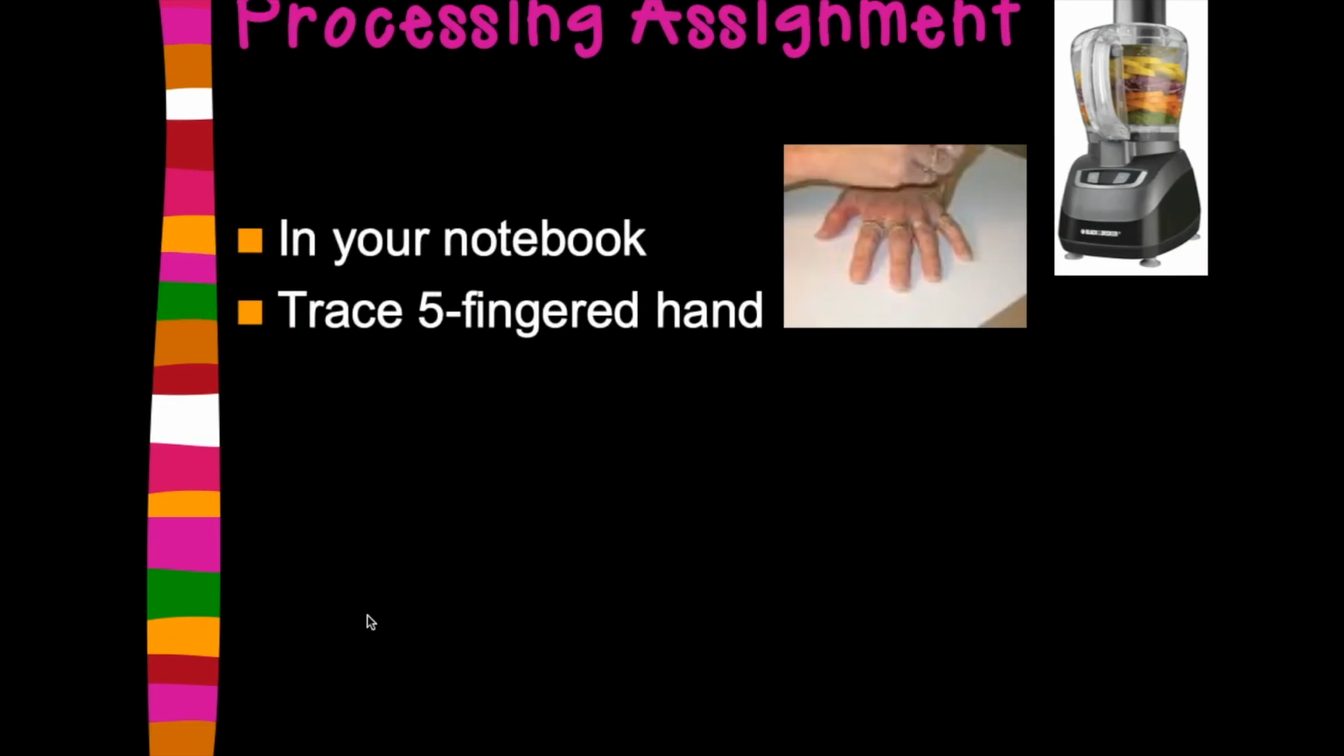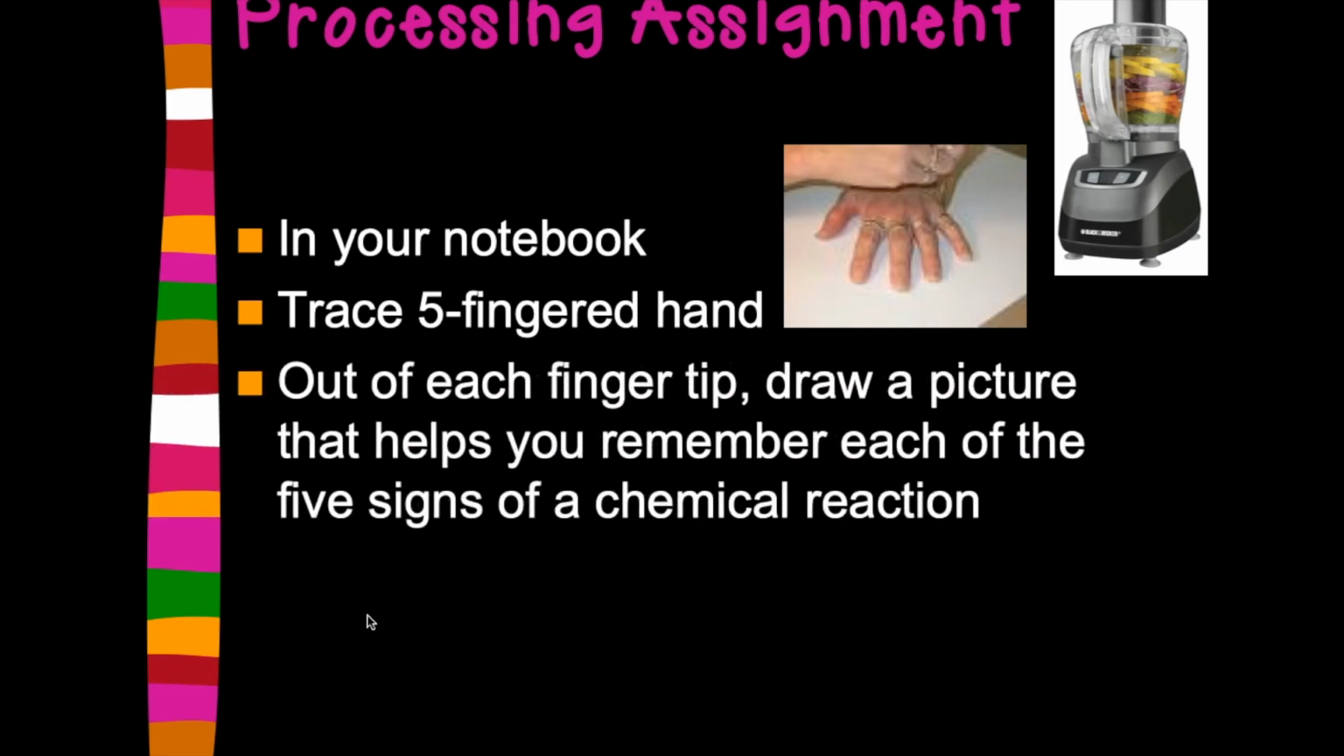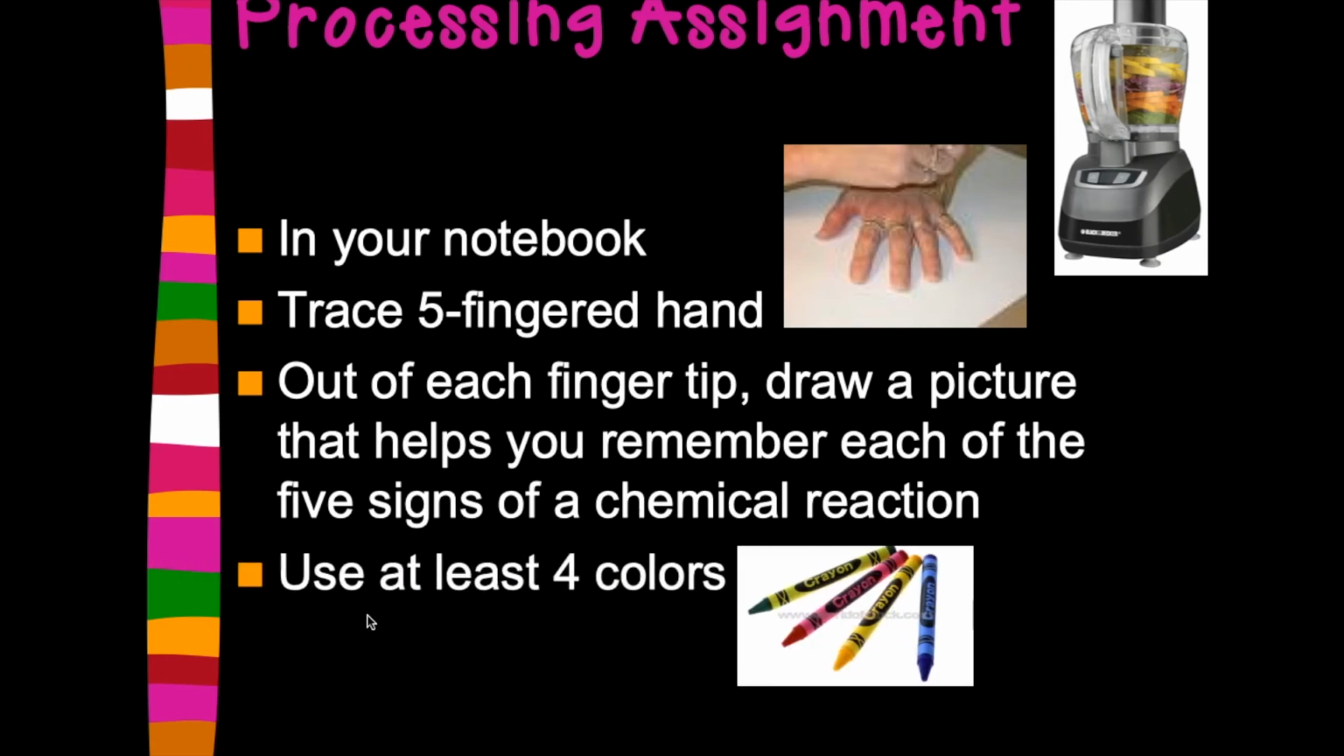So in your notebook, trace a 5-fingered hand. So if you're right-handed, maybe trace your left hand. And then out of the tip of each finger, draw some type of picture or symbol that helps you remember the 5 signs of a chemical reaction. If you put some color in it, that's going to help your brain remember it.